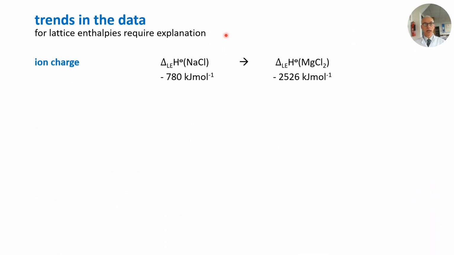So let's look at trends in lattice enthalpies. For comparison, sodium chloride, exothermic, negative 780. Magnesium chloride, negative by 2526 kilojoules per mole. Considering the charges on the ions, pause and come up with an explanation for that trend in lattice enthalpies.